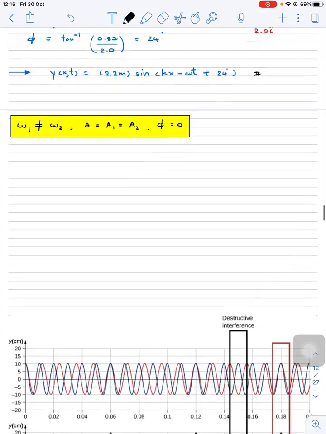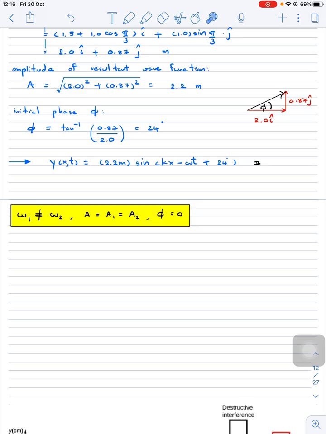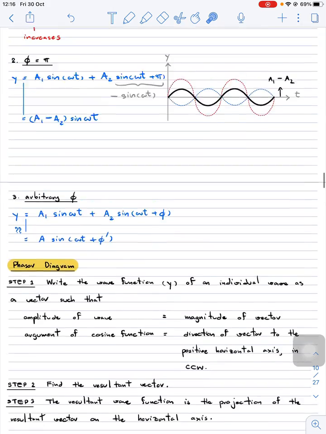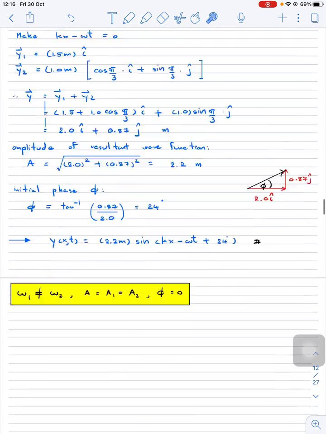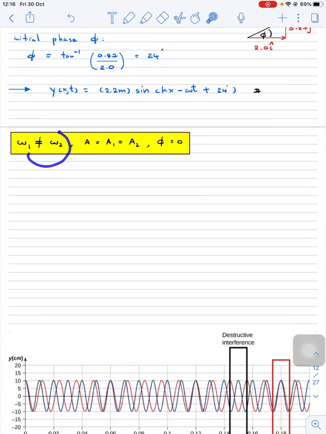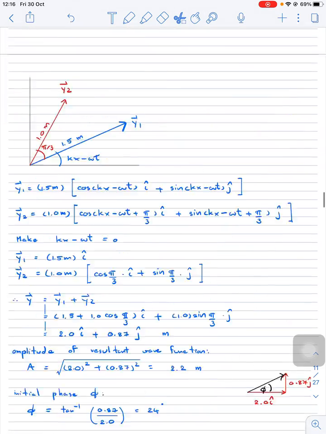Now let's consider another case. So far we've just been talking about when omega 1 equals omega 2, equal to omega. But in this case, let's consider that omega 1 is not equal to omega 2, but we're going to make the amplitudes of both equal to each other, equal to A, and let's make the initial phase equal to 0. Now the equations.